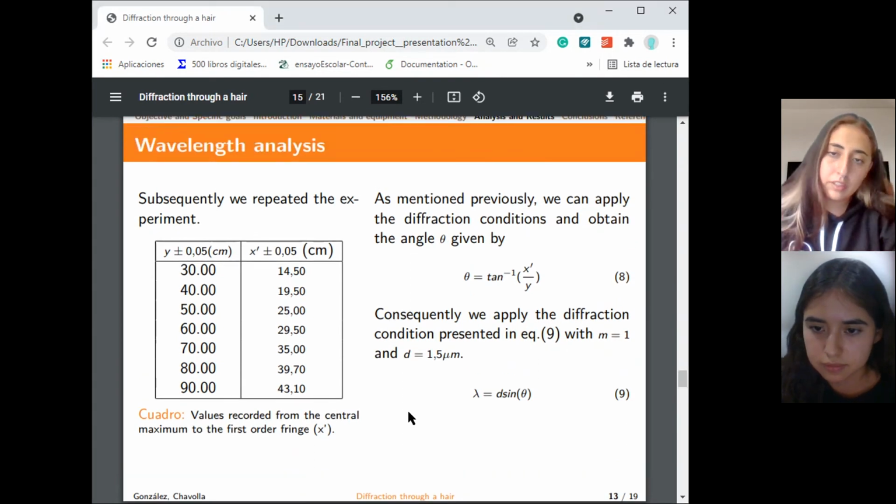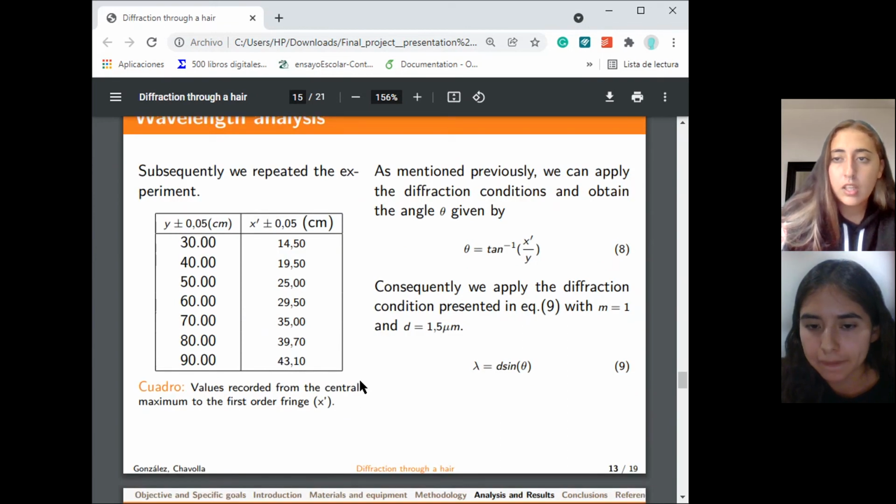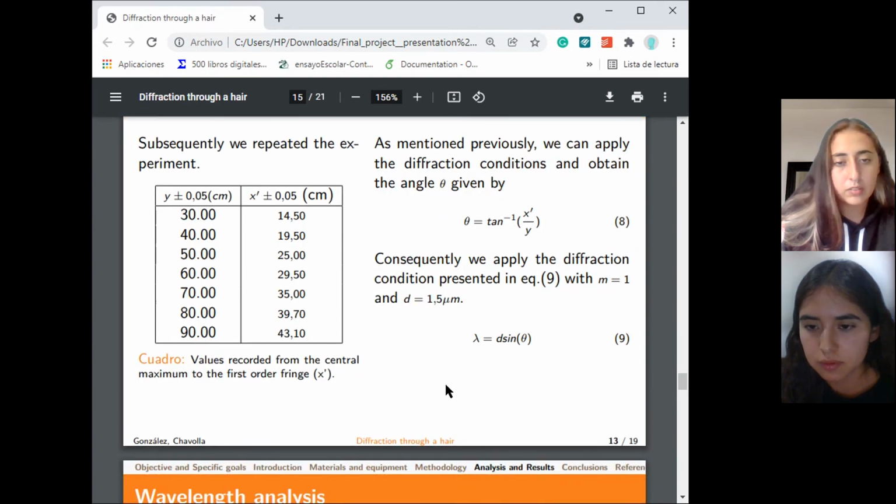Then we repeated both experiments, analogously to what Sanya did. First, we need to obtain the wavelength of the radiation, and in the table that Sanya is pointing to, we present the values of the distance from the center maximum to the first order maximum. As we previously mentioned, we can apply the diffraction condition and obtain the angle theta given by equation 8, and we apply the diffraction condition with m equal to 1.